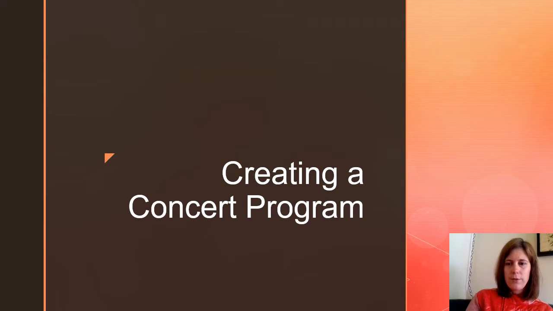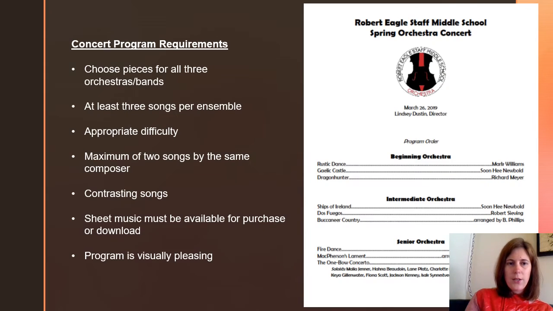I'm going to be explaining a little bit about the creating a concert program project that you can choose to do for the end of this year. So what you would be doing is you'll be choosing all of the pieces that we would play at one of our concerts during the year. So you'll be choosing at least 3 pieces for beginning orchestra, intermediate orchestra, and senior orchestra. So we want to have 3 songs per ensemble.